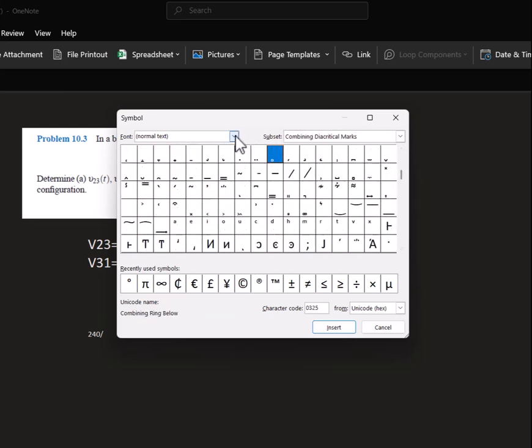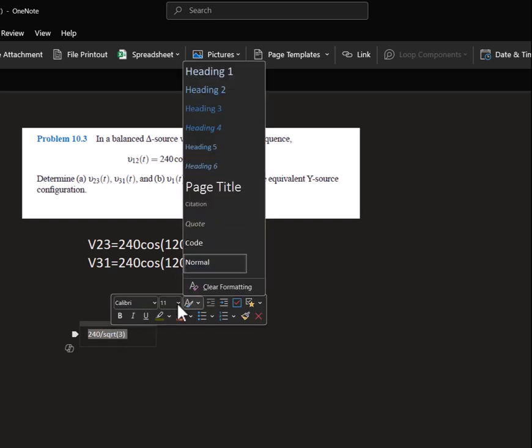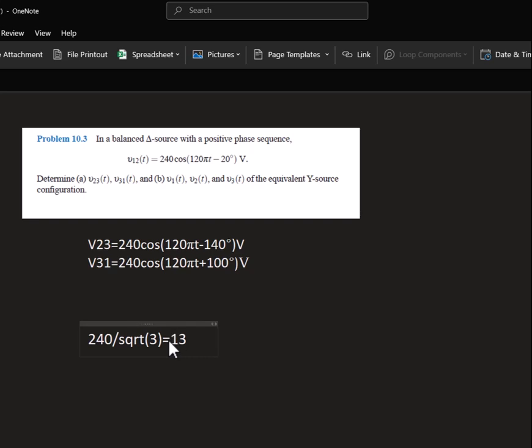I got 138.6 for the magnitude, and the angle's negative 50. What did you say that number was? 138.6. And negative 50 for the angle.